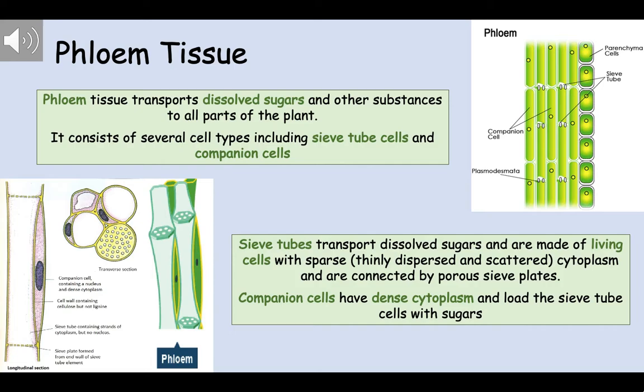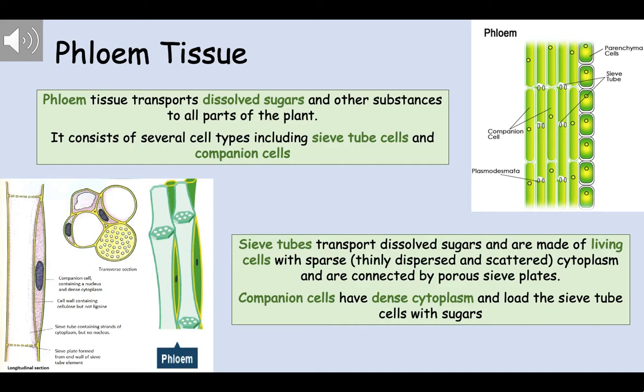Now the next form of vascular tissue is the phloem. So we've talked about the xylem transporting water and mineral ions, and they are dead, hollow cells, and substances only move in one direction. Now we're going to talk about the phloem. So phloem tissue is where we're going to be transporting our dissolved sugars. So remember, sugars are very important. We produce them in photosynthesis, but remember, plants will also respire, so we need the movement of sugars to take place for respiration to occur.